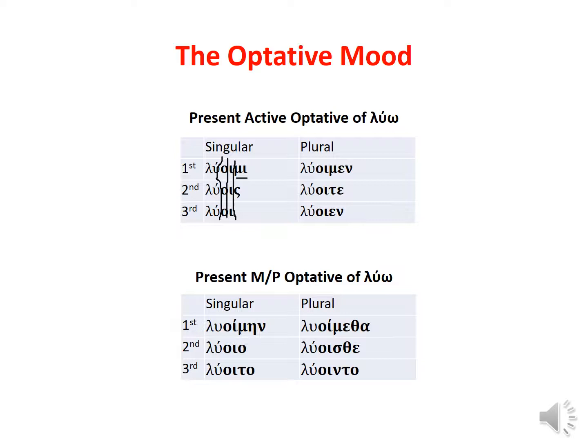So the present middle passive will be the same. We're going to use our secondary middle passive personal endings, meen, so, to, metha, sthe, nto. Of course, losing our intervocalic sigma in the second person singular.